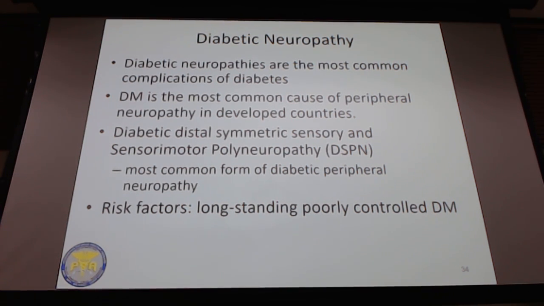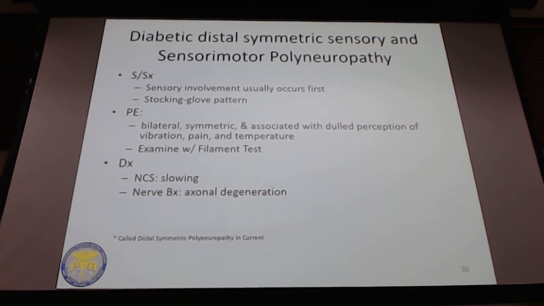So, diabetes is the most common cause of peripheral neuropathy in developed countries. You can star that. And then distal symmetric sensory and sensory motor polyneuropathy is the most common form of diabetic peripheral neuropathy. I don't know that I asked you guys that specific, but I definitely want us to know diabetic neuropathy. Risk factors, right? Long-standing, poorly controlled glucose levels or diabetes.